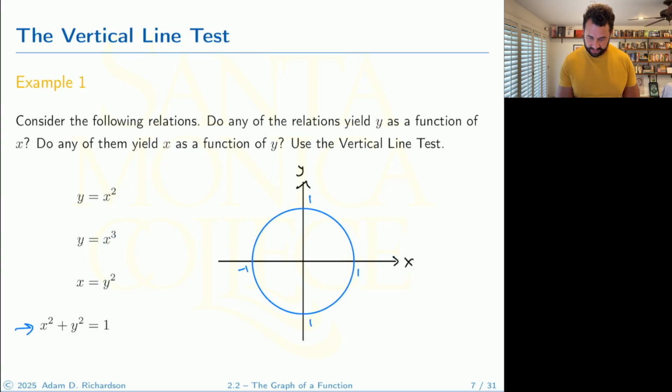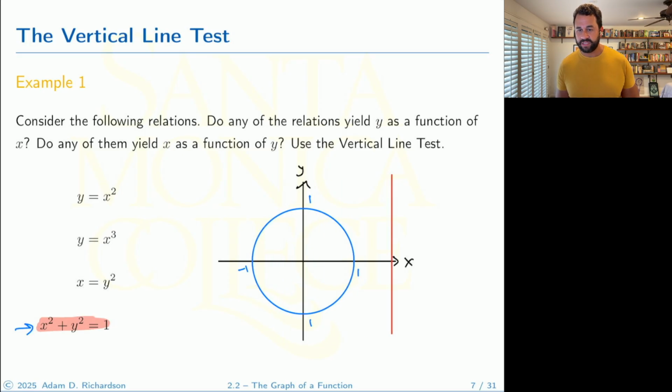And the question is, does this equation describe y as a function of x? Does it describe x as a function of y? Let's check. Let's do our vertical line first. Here we go. Let's move it around. Okay. Good so far, but then it's hitting twice. It's hitting that circle in two different points.